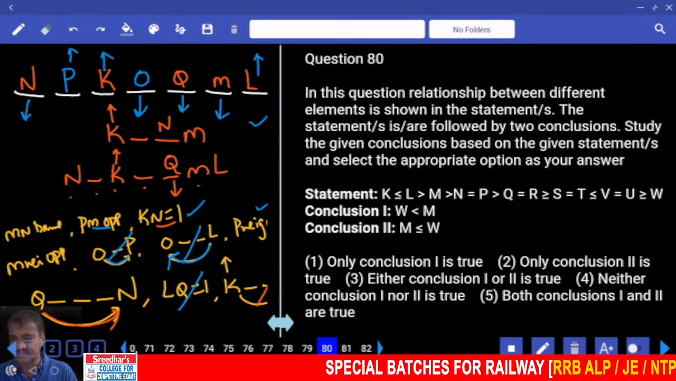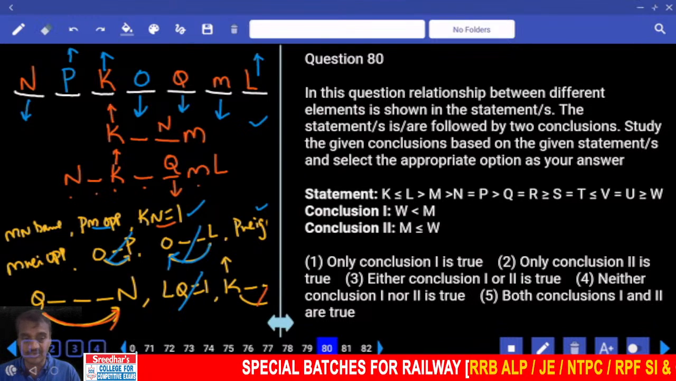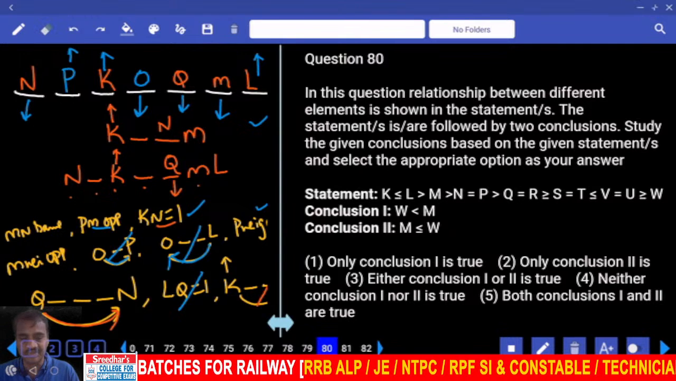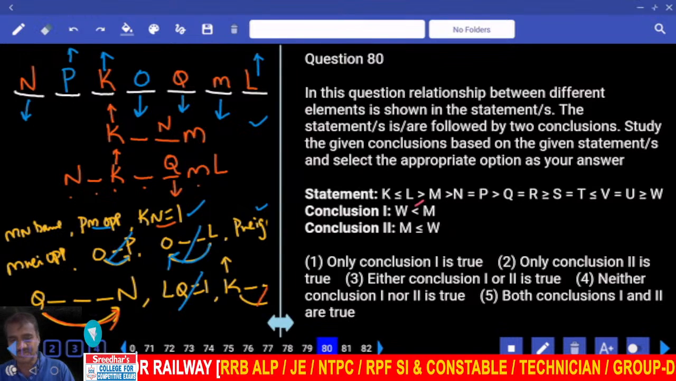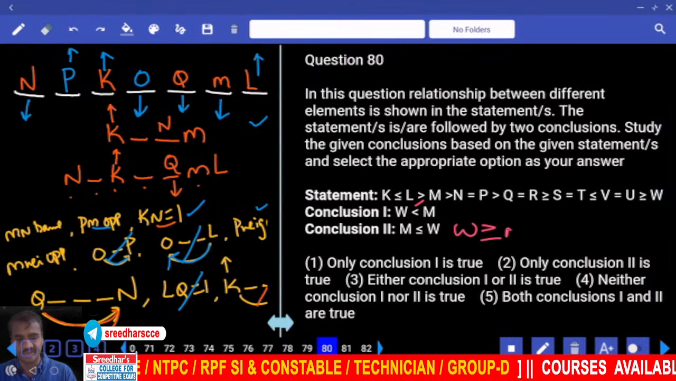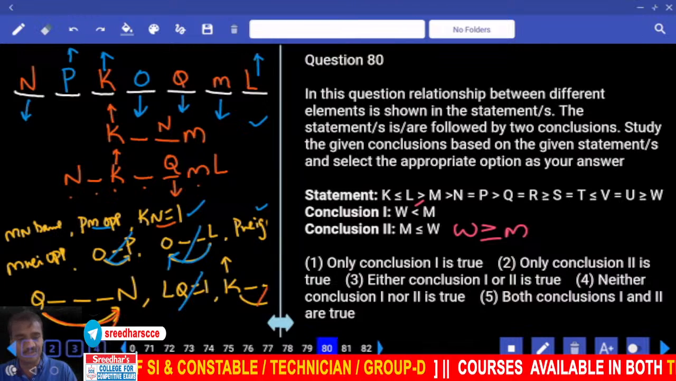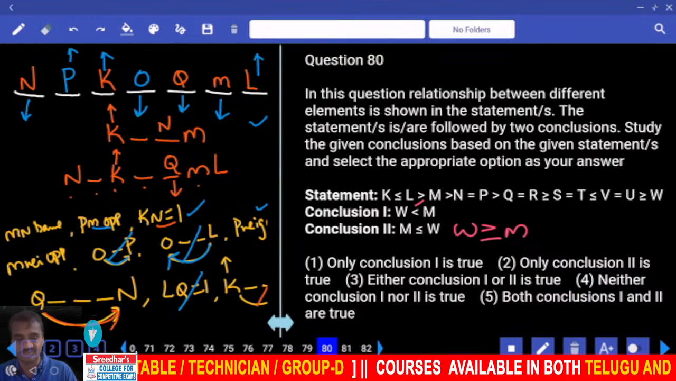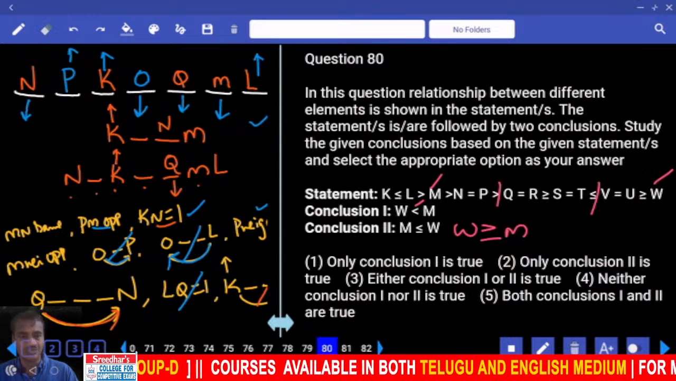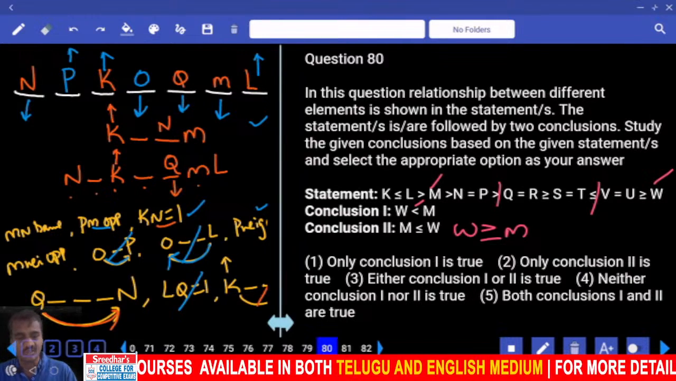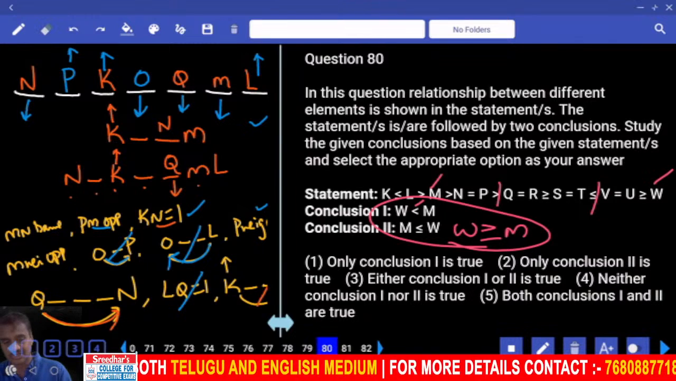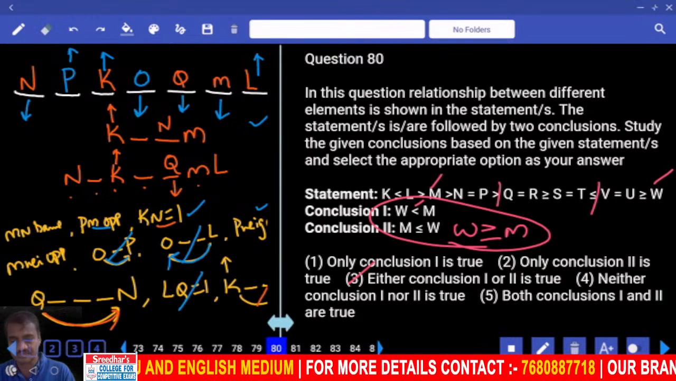Then coming to 80, W and M, M and W. Both the conclusions are between the same letters. One is less than, then M lesser than or equals to W is nothing but W greater than or equals to M. And again between W and M, there are 3 symbols. M is here, W is here. There is 1 greater than, 1 less than, the opposite symbols. And among these 3 symbols, 1 must always be true. Then what is your answer? Either 1 or 2, choice 3.